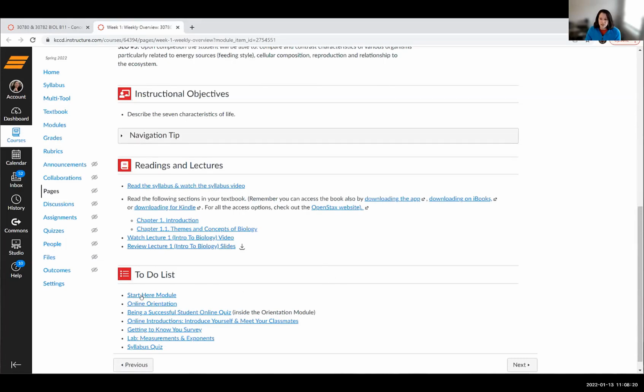In addition, I have other modules that help students orient for Canvas. If they're not as familiar with Canvas, they can walk through these orientations. And then, since we're not doing as much in-person interaction, I have some discussions for my students.